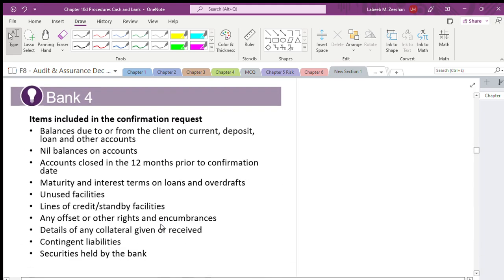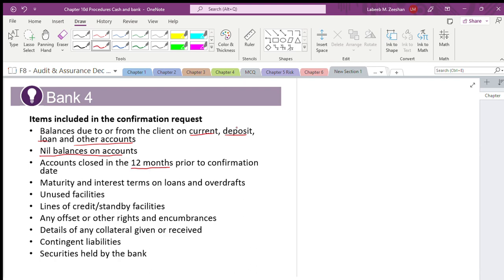Now, what are the items we have to include in the bank confirmation? What is the balance? You have to make sure of the current account balance, the deposits, the loans, and the other accounts. Nil balances: if there are any nil balances of any accounts, they have to be included. If we have closed any accounts in the last 12 months, the last financial year, that has to be there. Remember these points. We will cover this in the scenario based questions. What are the things? Current account, deposit account, loans, and any other accounts.